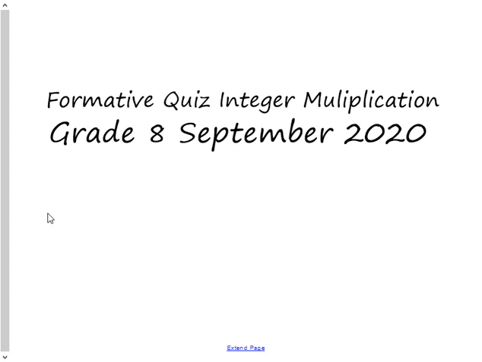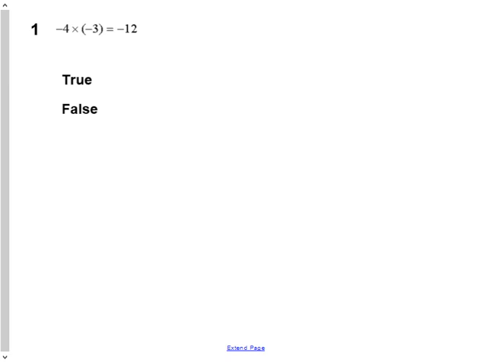All right, this is a formative quiz answer video for your quiz that you did yesterday on integer multiplication. This is grade 8 and it's September 2020. The first question we had was a true false, actually the first four questions we had.